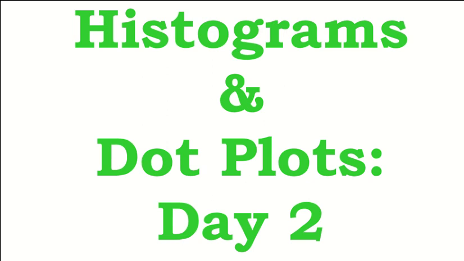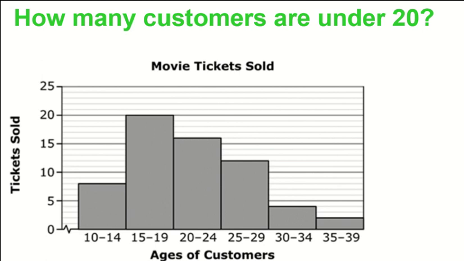Just going to get some practice today with the histograms and the dot plots. Some of the problems are just a matter of counting or potentially adding up numbers of columns or the dots on dot plots. So go ahead and get the answer for this. How many customers are under 20?